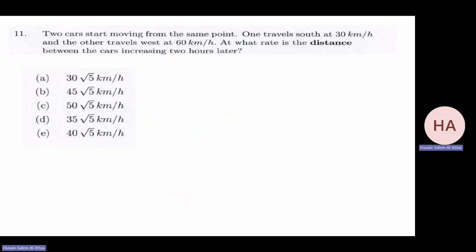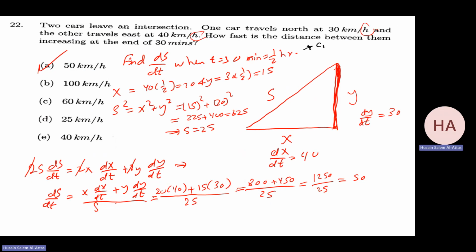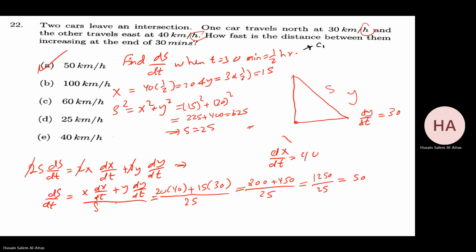Two cars start moving from the same point. One travels south, call it Y, and the other one travels west. Sorry, we say east, but I'm doing it west. It will be the same. You just reverse this. Nothing will be changed. So this is Y going north, and the other one going like this. Everything is the same. This is Y, this is X.